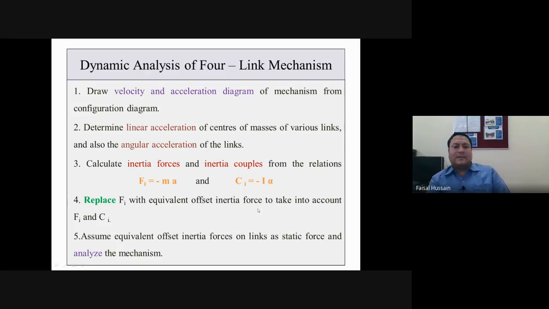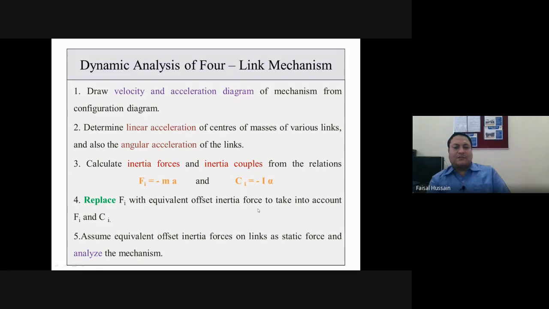In inertia forces, it will be the mass, and in inertia couples, mass will be replaced by mass moment of inertia. In inertia forces, it is a linear acceleration, and in inertia couple, it is replaced by angular acceleration. And negative sign means opposite to the accelerating force.